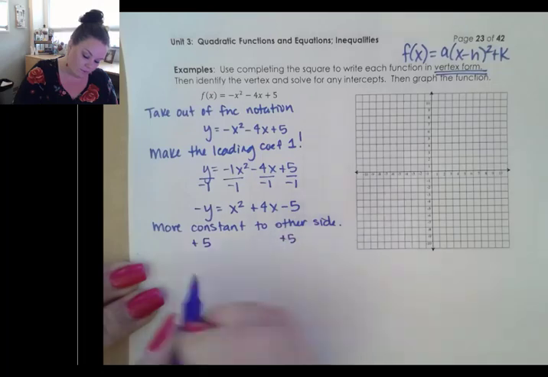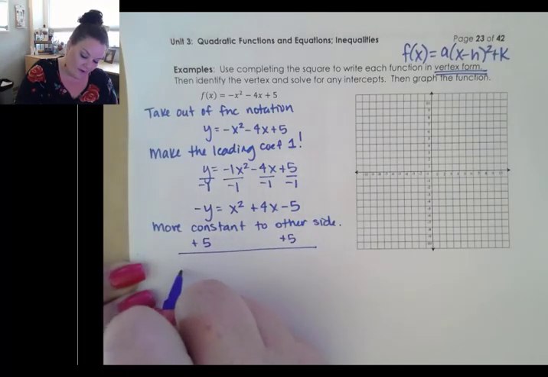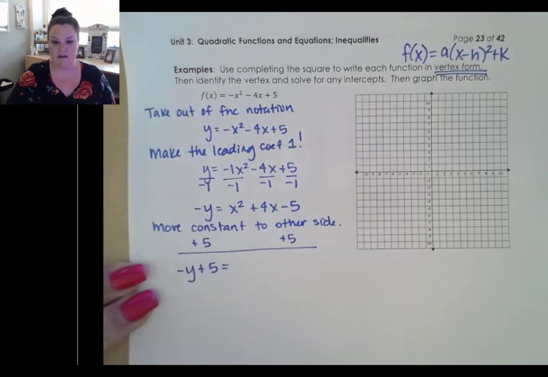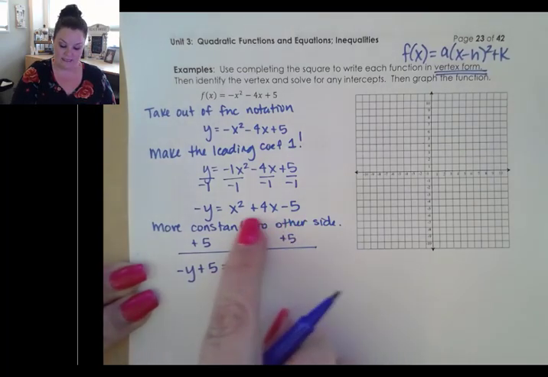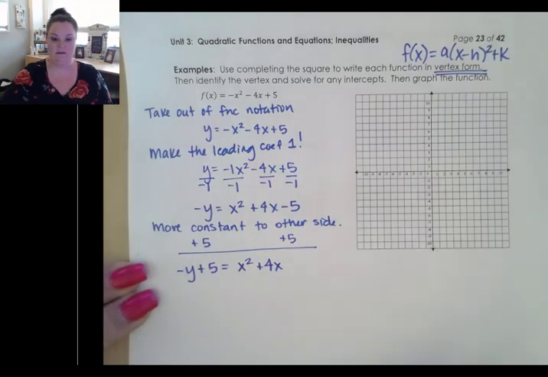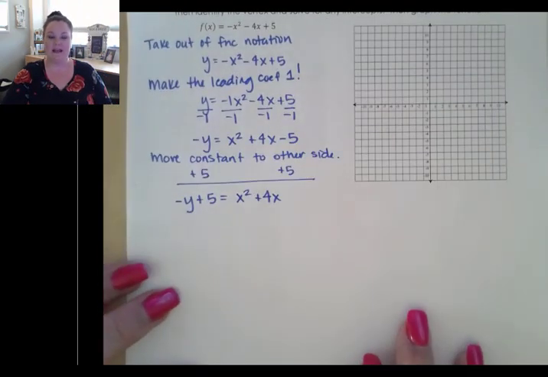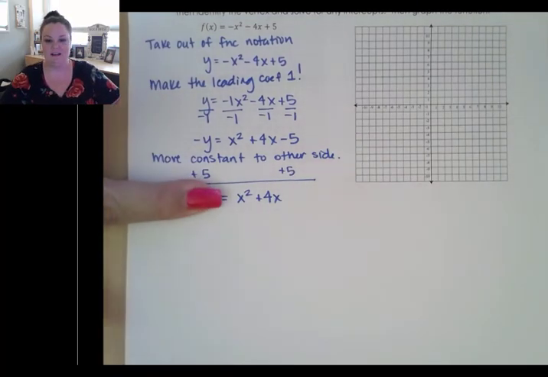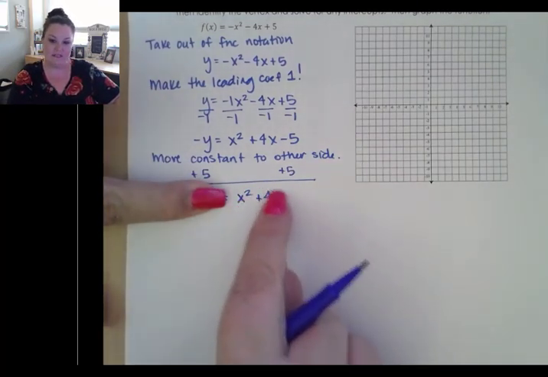I'm going to add 5 to both sides. So now I have the negative y that was already there, and then the 5 that I moved over. So then on this side, I should only have x squared plus 4x, right? Okay, now this is looking more like something I can complete the square with. Now I don't care what's going on this side. I just want to use this to complete the square.